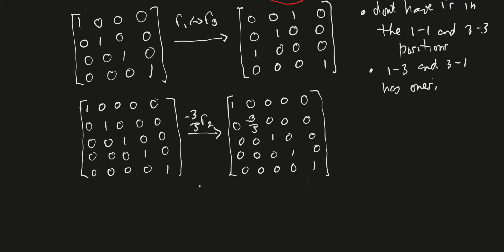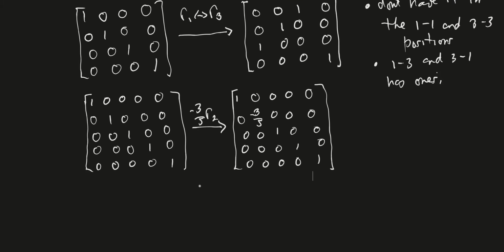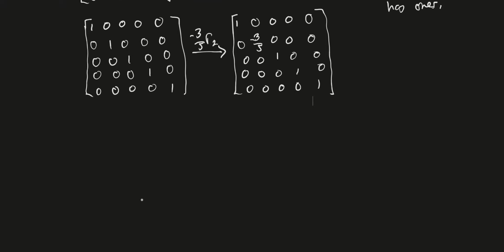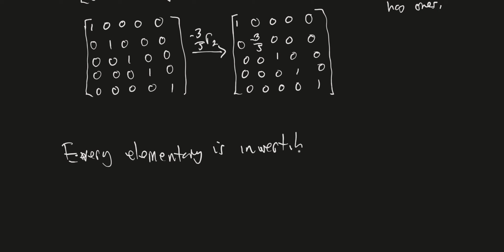Now, what's interesting about elementary matrices is that they're always invertible, right? So for instance, let me use I2. So I'm just going to use the I2, the 2 by 2 identity to illustrate this, right? And here is an interesting fact. Every elementary matrix is invertible. Well, why is that?